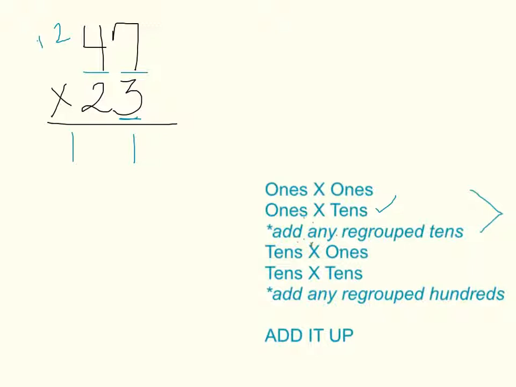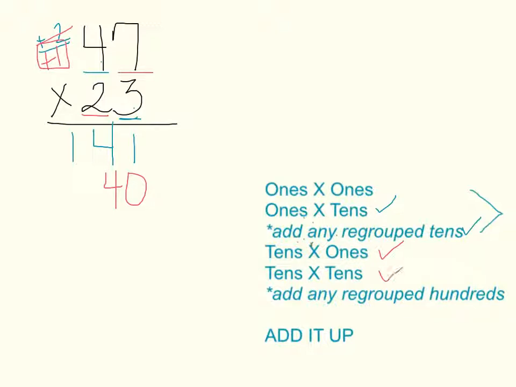I almost forgot to add my regrouped tens. Add 2 more tens, so that's 12 tens plus 2 more is 14 tens. I'm going to go down, multiply my tens times my ones. 2 tens times 7 is 14 tens, or 140. I'm going to carry that 100 up here.